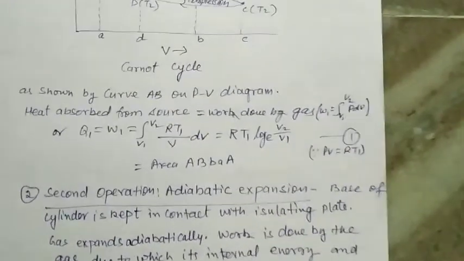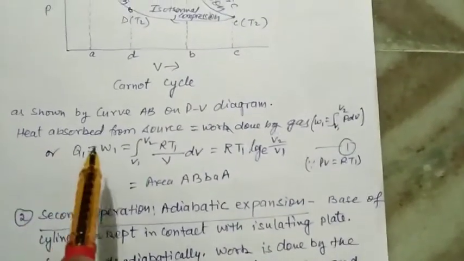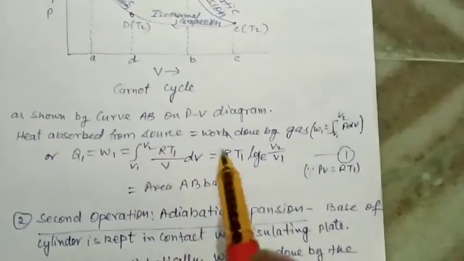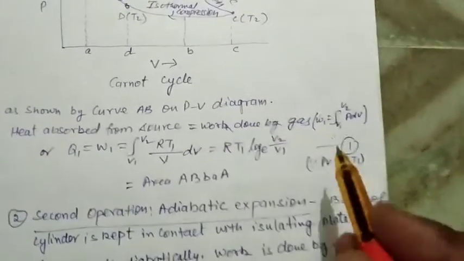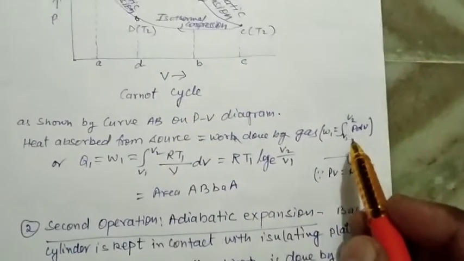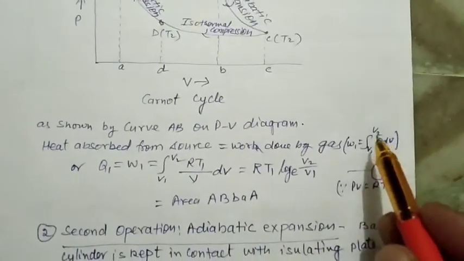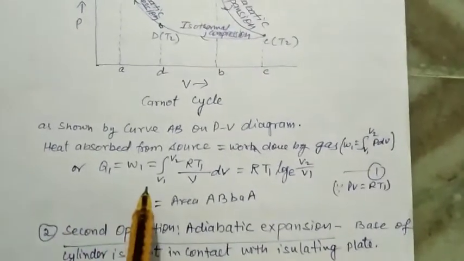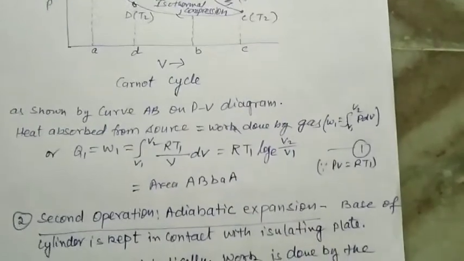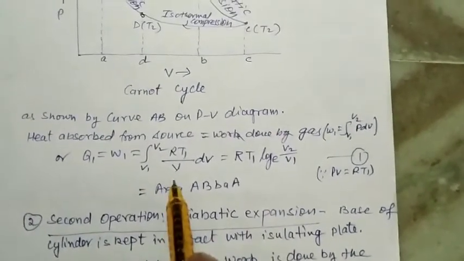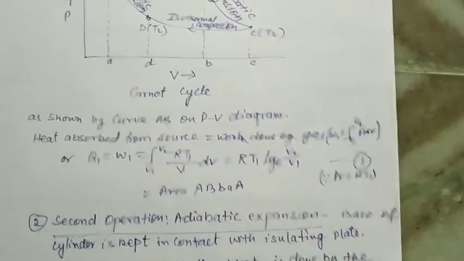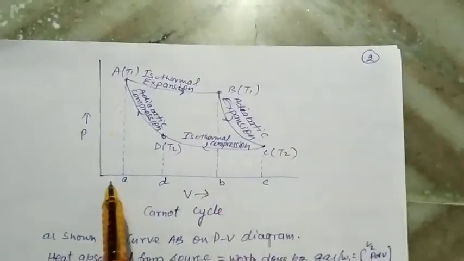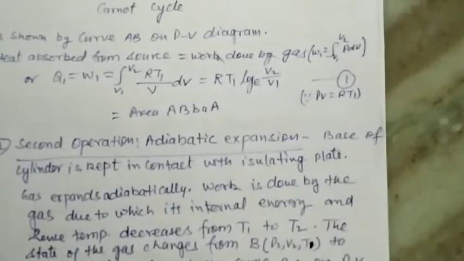So we proceed further. Heat absorbed in the first operation from the source is equal to the work done by the gas, W1 equals the integration of PdV from volume limits V1 to V2, or Q1 equals W1 equals the integration from V1 to V2 of RT1 upon V dV, which equals RT1 log V2 upon V1 to the base e, or area ABB'A'. This is the area equivalent to work done.